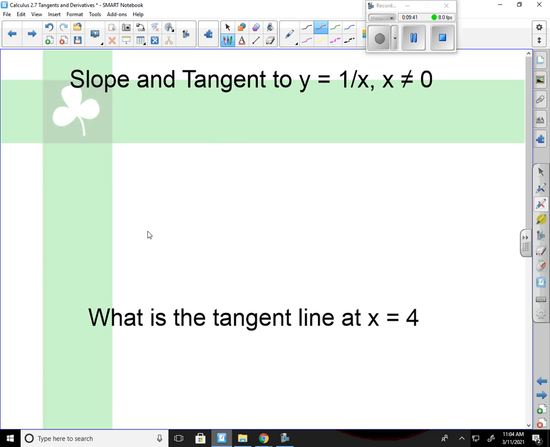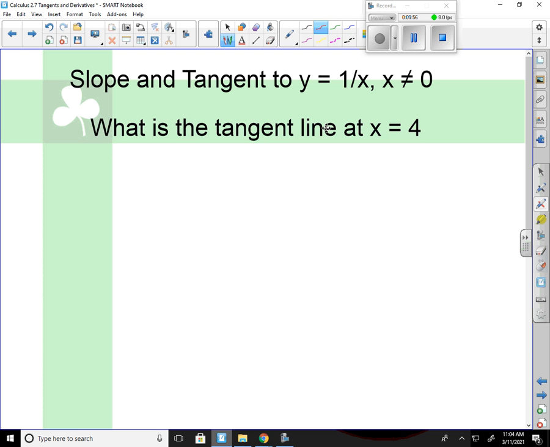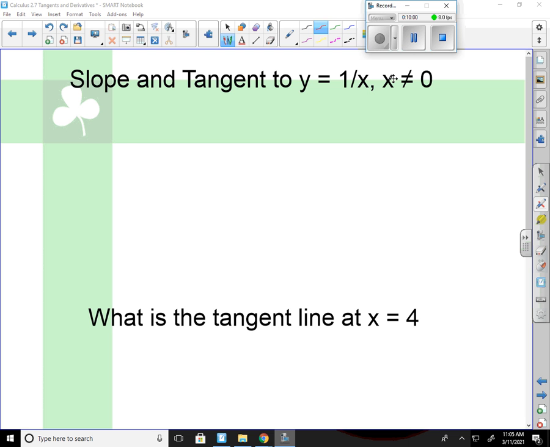So now we're going to walk through some examples here. Slope and tangent to y equals 1 over x, where x is not equal to 0. And then it says, what is the tangent line at x equals 4? So basically we need to start by plugging in this point x equals 4 so that we can find our f of x naught. So we plug in f of 4 into this equation. That gives us 1 over 4.